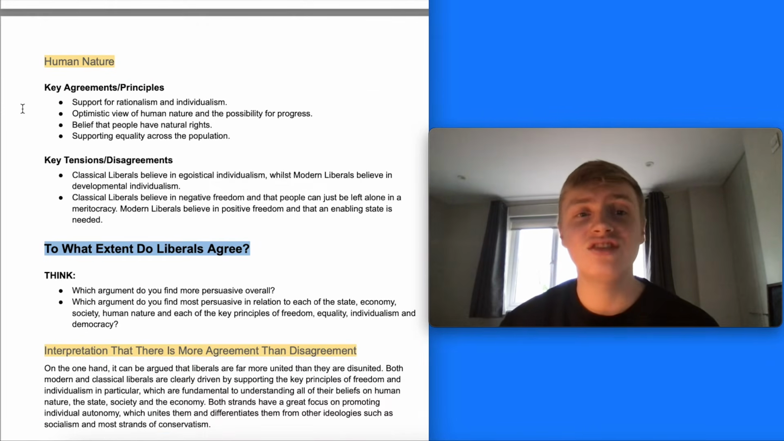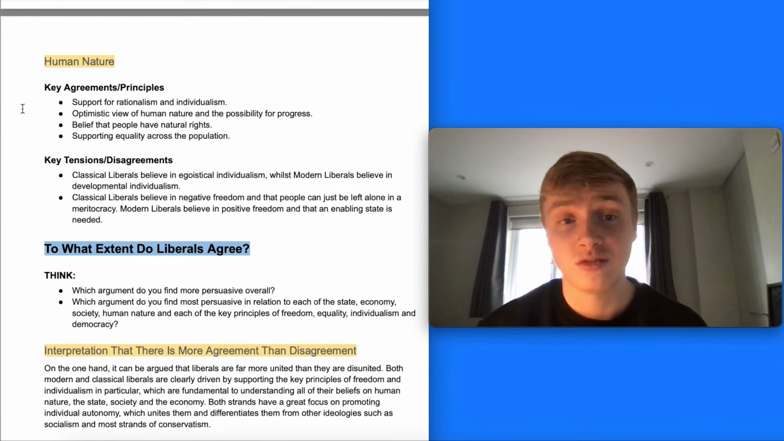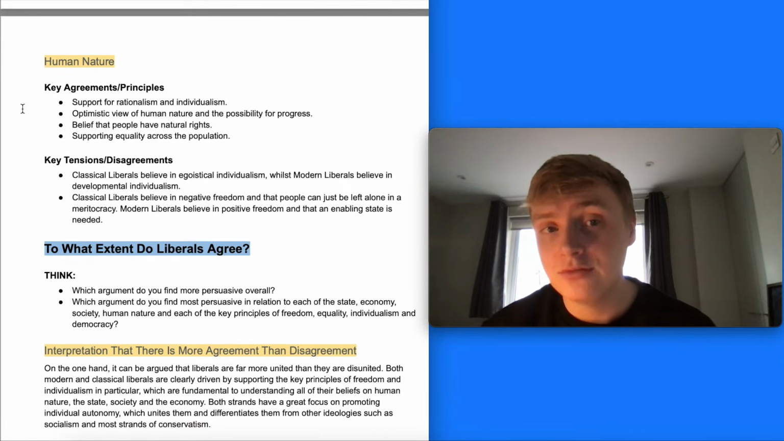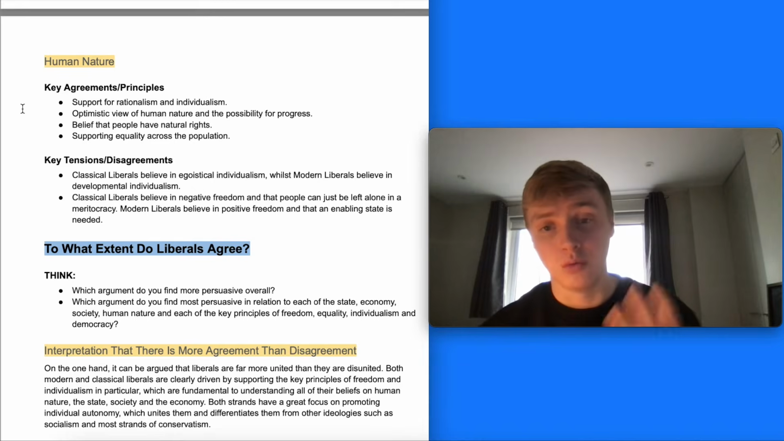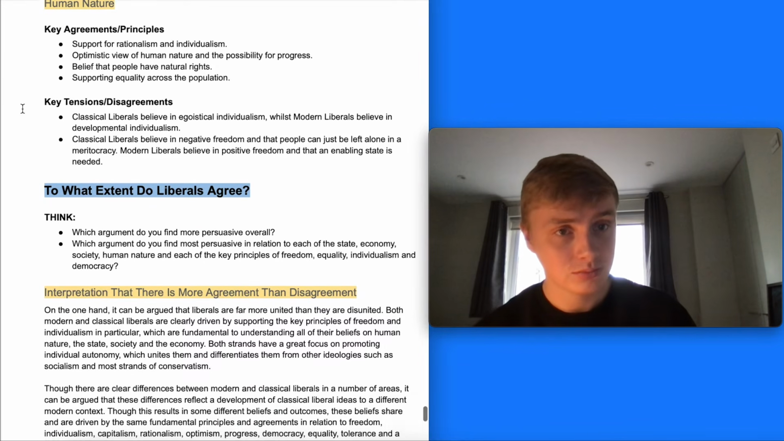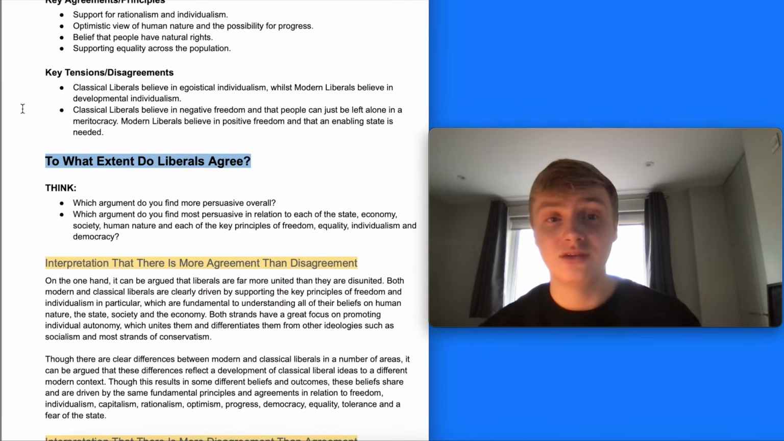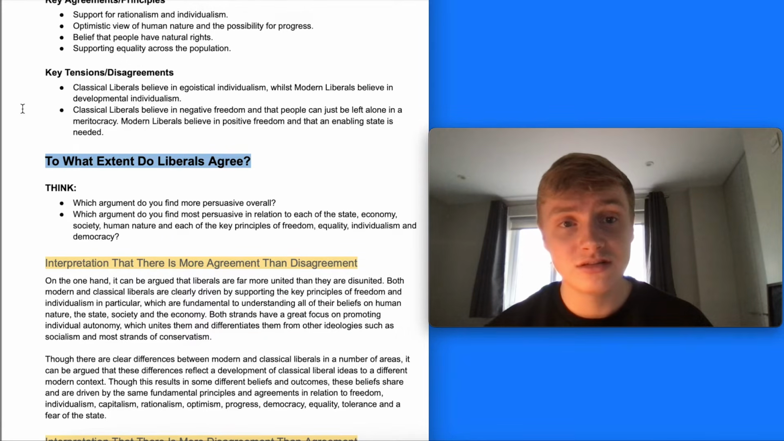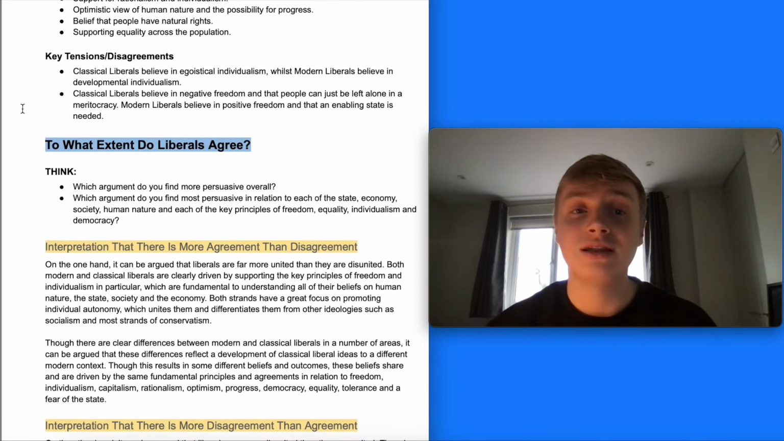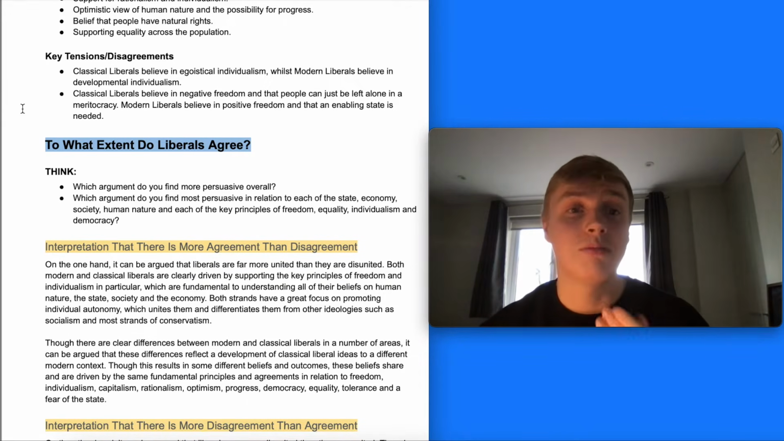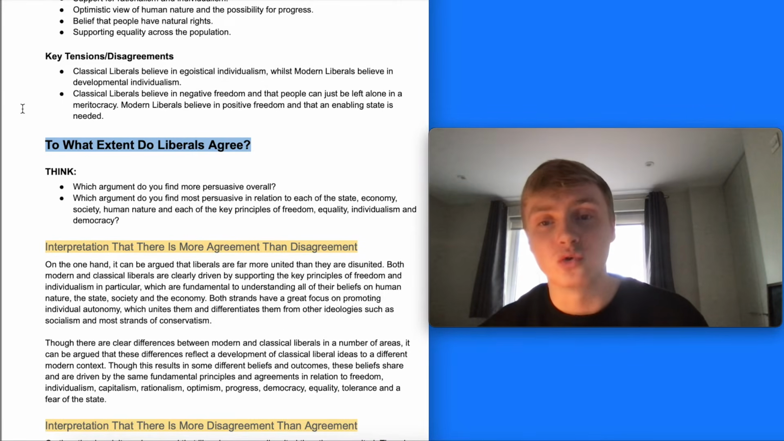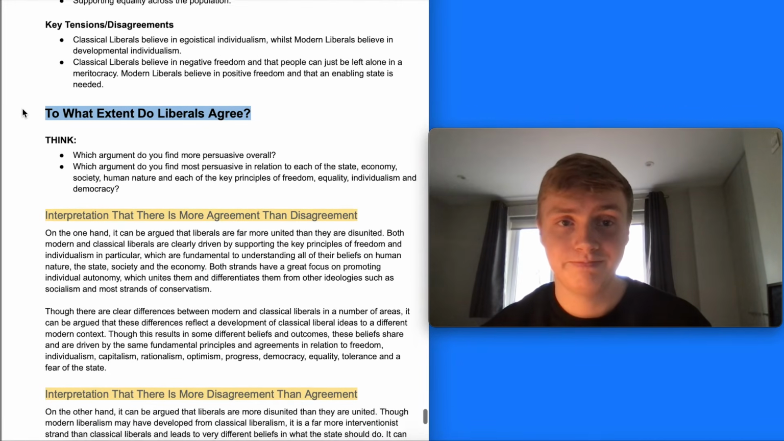In terms of human nature, agreements are support for rationalism and individualism, an optimistic view of human nature and belief in the possibility of progress, the belief that people have natural rights, and support for equality across the population. Disagreements you can see in egoistical individualism versus developmental individualism. Classical liberals believe in negative freedom and argue that people can just be left alone in a meritocracy, whereas modern liberals believe that human nature needs support in order to guarantee positive freedom.